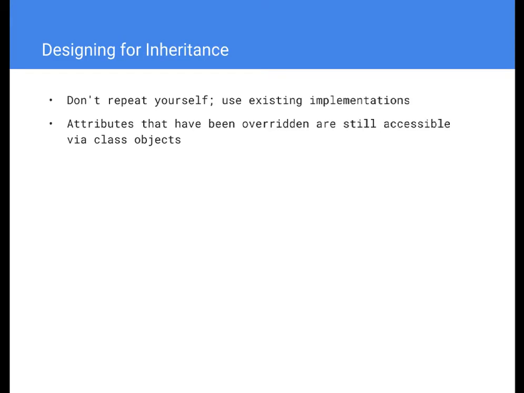Attributes that have been overridden are still accessible via class objects. So I can still find my account class's interest rate, for example, just by saying Account.interest. If I ever want to access that, I can just jump straight to the class and say Account.interest, even from checking account. And look up attributes on instances whenever possible. So I'll show you an example of this.